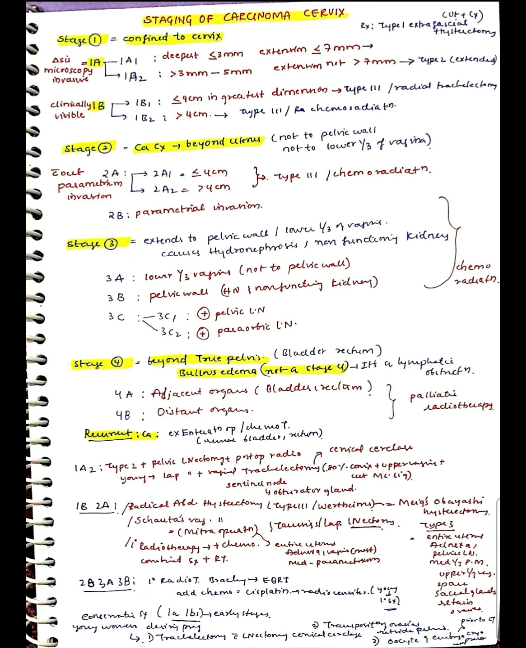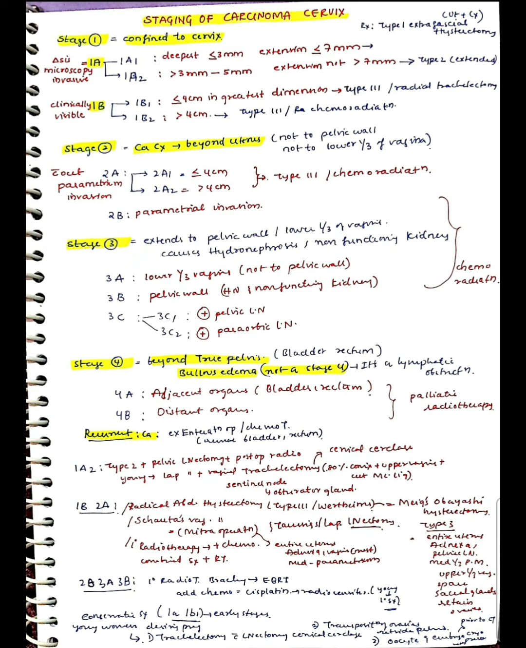Combined Taussig's or laparoscopic lymphadenectomy with the Schauta's vaginal hysterectomy if at all the pelvic lymph nodes are involved. This is the second choice. And then third choice is primary radiotherapy and give the concurrent chemotherapy. Okay, and other choice is combined surgery and radiotherapy. So this is about stage 1B and 2A.